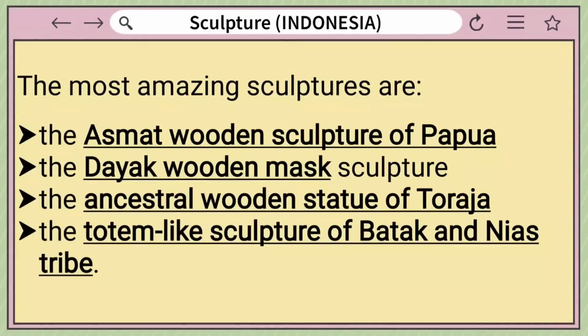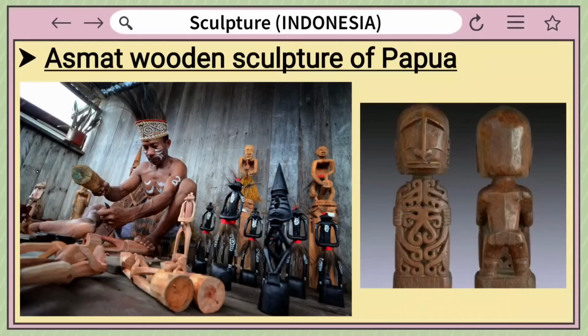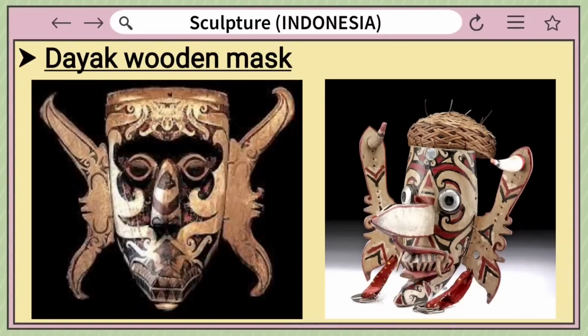The most amazing sculptures are the Asmat wooden sculpture of Papua, the Dayak wooden mask, the ancestral wooden statue of Toraja, the totem-like sculpture of Batak and Nias tribe. This is an example of an Asmat wooden sculpture of Papua. This one is the Dayak wooden mask.